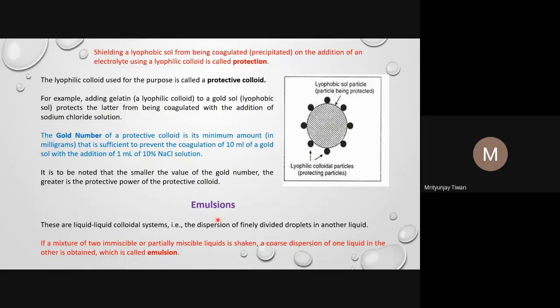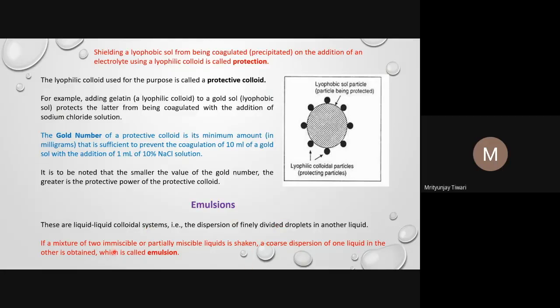Let us now see about emulsions. So emulsions we have already seen earlier. In emulsions, the dispersed phase and dispersion medium are both liquids. So emulsions are liquid-liquid colloidal systems, that is, dispersion of finely divided droplets in another liquid. So finely divided droplets of one liquid in another liquid is called an emulsion.